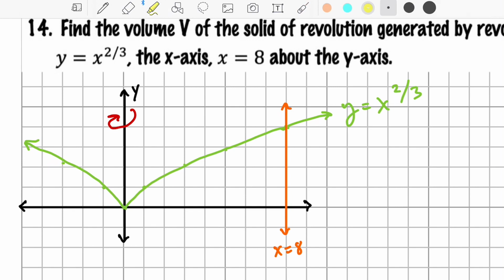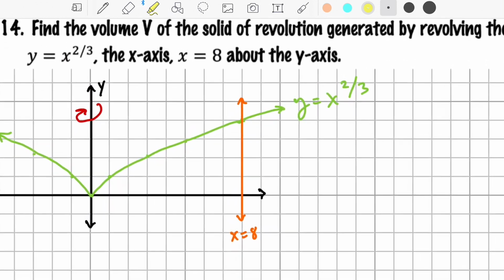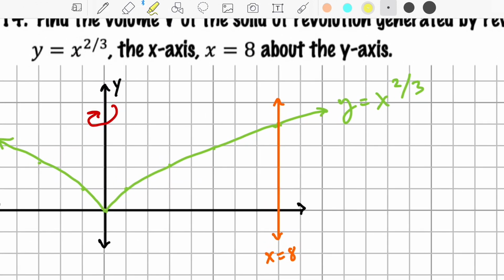Let's find the region. So the region is bounded by the graphs of x equals 2 to the 3rd power. To the power of 2 over 3, sorry. So that would be this. The x-axis, that would be this. And x equals 8, that will be this. So this is the region that we want to revolve.